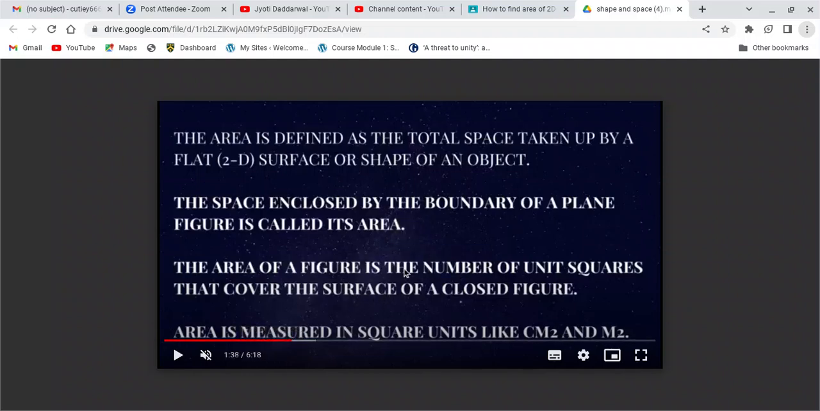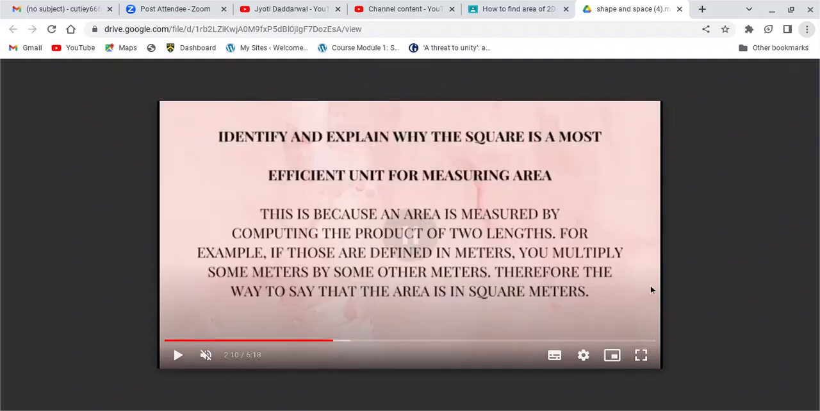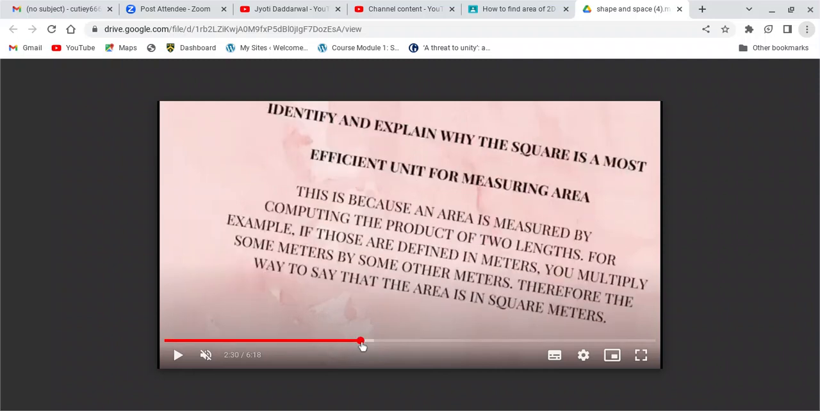Then, like this, I further taught them some math concepts so that they are able to find at least the area of this figure. Then identify and explain why the square is the most efficient unit for measuring area. I taught them this is because area is measured by computing the product of two lengths. For example, if those are defined in meters, you multiply some meters by some other meters, therefore the way to say that the area is in square meters.